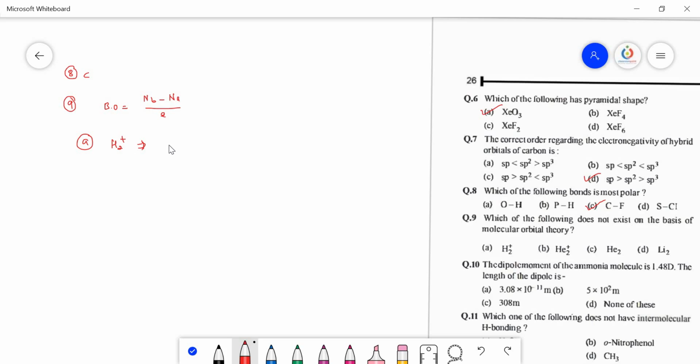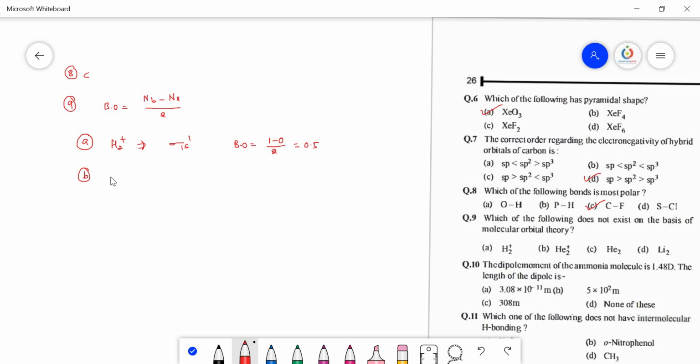That single electron, according to the molecular orbital theory, enters into the sigma 1s1. So now bond order is equal to the number of bonding electrons, which is only 1, minus the number of anti-bonding electrons, divided by 2, equals 0.5. So there is a chance for this H2 plus to exist.